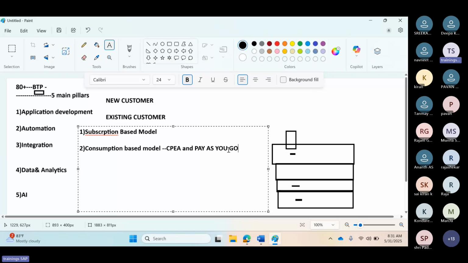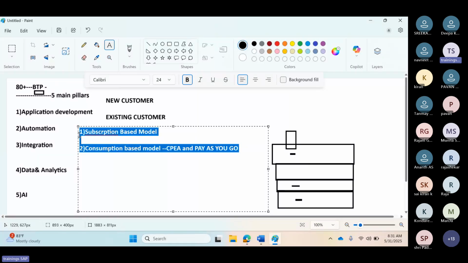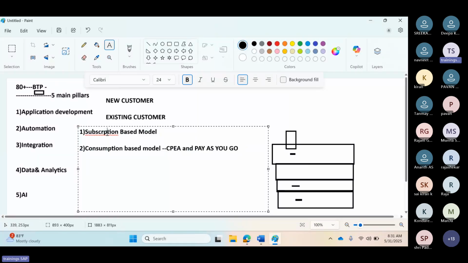I can explain in detail about these models and the benefits of each model in our real classes. So I can go deeper on this. These are the licensing models here, right? So it's a bundle of many services, tools, databases, applications under one umbrella.